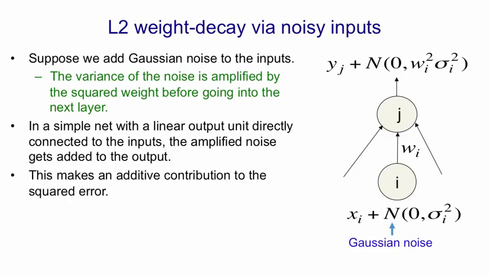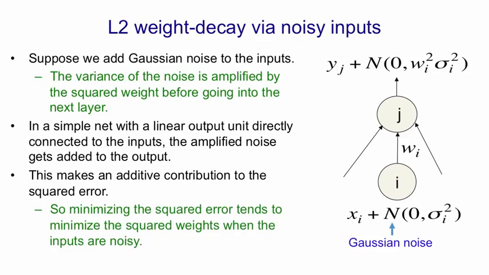This additional variance makes an additive contribution to the squared error. You can think of it like Pythagoras' theorem: the squared error is going to be the sum of the squared error caused by yj and this additional noise, because the noise is independent of yj. So when we minimize the total squared error, we'll minimize the squared error that would come out if it was a noise-free system, and in addition we'll be minimizing that second term. That is, we'll be minimizing the expected squared value of that second term, and the expected squared value is just wi squared sigma i squared, so that corresponds to an L2 penalty on wi with a penalty strength of sigma i squared.